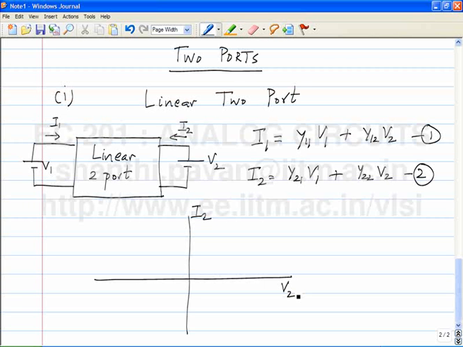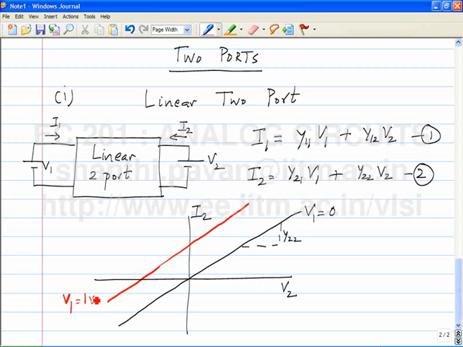So when V1 is 0, what is I2 versus V2? It will be a straight line through the origin with a slope Y22. This is for V1 being equal to 0. For V1 being equal to 1 volt, what will you get? The same thing shifted upwards. So this is for V1 equal to 1 volt. This intercept has to be Y21, and the slope is still Y22. Similarly, draw this for different values of V1.